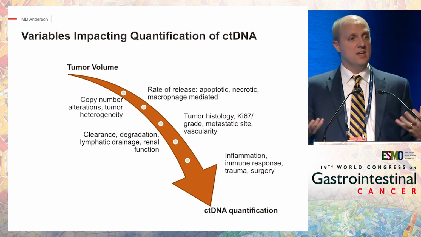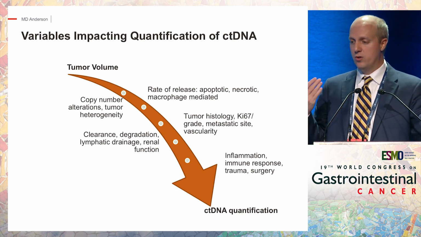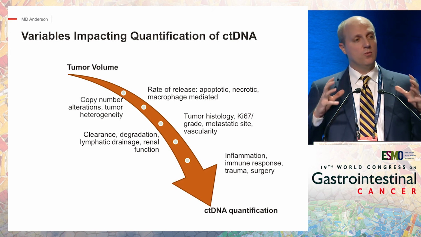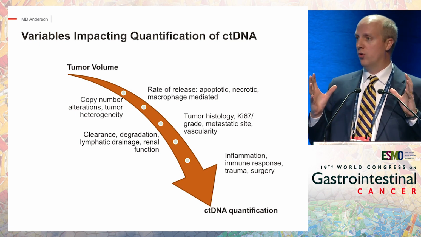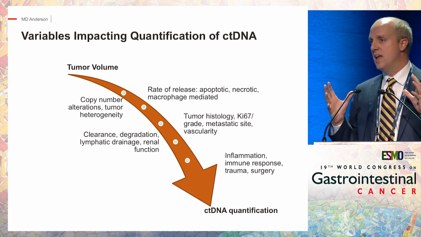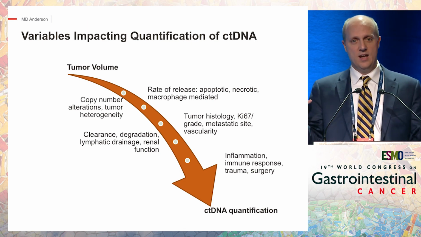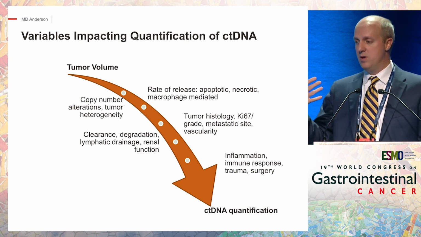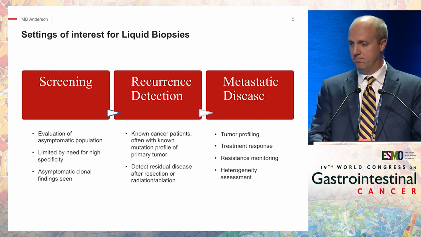Now, the DNA is enzymatically degraded, but then cleared primarily through the kidney, and so you can see renal function playing a role. Because we're looking at the tumor DNA as a small proportion of the total free DNA in circulation, anything that increases that total DNA can make it harder to detect the ctDNA, and that can be inflammation, immune response, or surgery, as one could imagine.